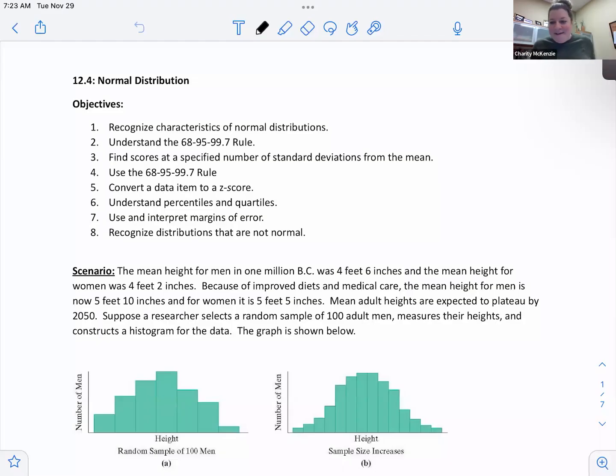Last section of the class. So 12.4 is normal distributions. This idea of normal distributions is that there are specific rules that determine something is normal, and then we have all these other rules that apply. So we have to decide if our data that we collected is normal, and if it is, then we can use some rules that we're going to learn about. So it's kind of a big objective. Whoop, that's all of our objectives today.